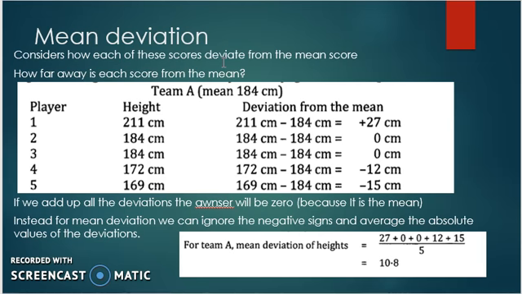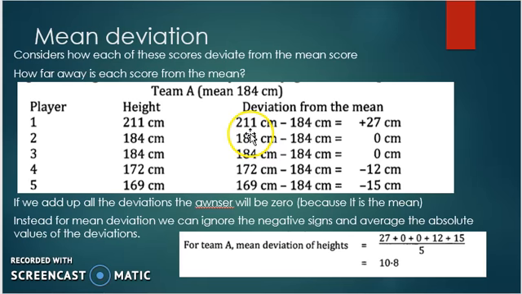All right, so we can use mean deviation. This considers how each of the scores deviate from the mean score. So how far away is each score from the mean? So this is Team A. We've got 5 players and 5 recorded heights. Their average height is 184 centimeters. So now we're going to find out how far away each of these heights is from the mean. So we just subtract it.